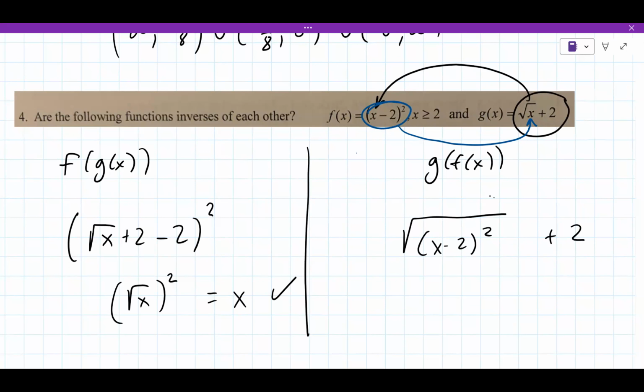Is it just x again? It is just x, yeah. So these are inverses when you get x for both. Yeah. And they both have to work. You will see questions on a test where they work only one way, but not the other. You have to be very careful that you don't assume that they work.